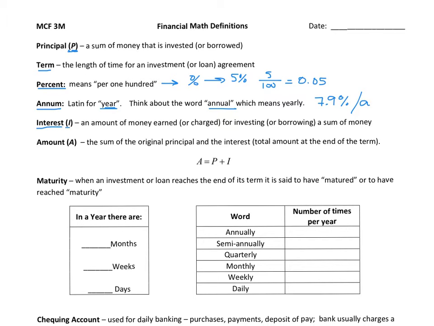Interest, capital letter I, is the amount of money earned for investing or charged for borrowing on a sum of money. So interest can be a good thing if you are saving money, but it can be a really bad thing if you are having to pay back money because it's the extra you have to pay. It's the cost of your loan. We often use a capital letter A to represent the word amount or the end value, the sum of the original principal and the interest. It's the total amount at the end of the term.